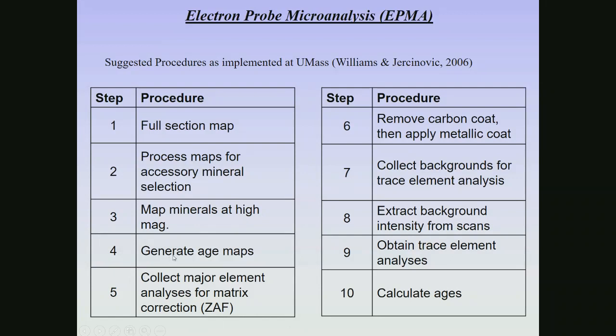And then the next thing they do is generate age maps. This is specific to electron microprobes. I'm not going to get into that in too much detail, but I will show you an interesting little enigma that they solved using age maps. And the last thing that I would cover here is the calculation of the ages. I won't go through steps 5 through 9. This is more of a protocol for electron microprobes that we don't need to get into at this point.